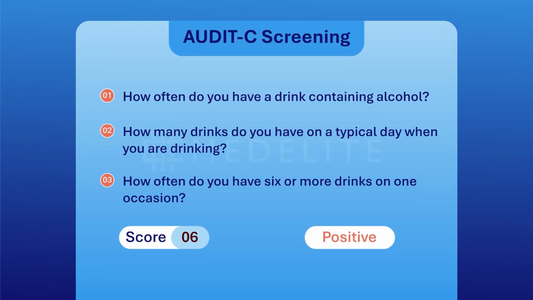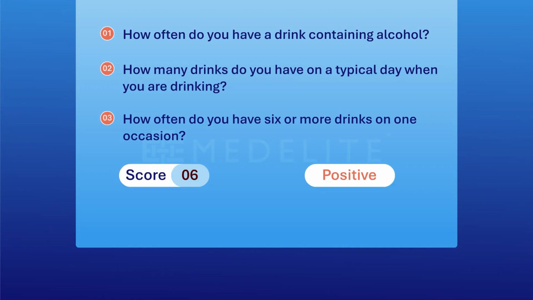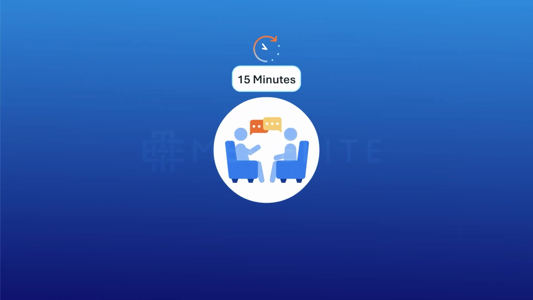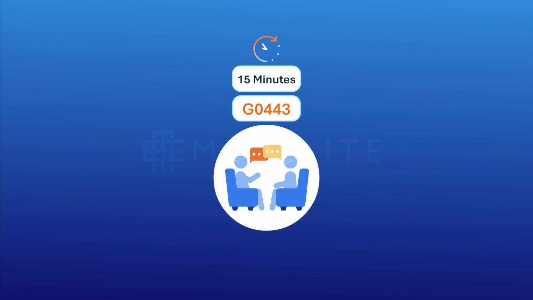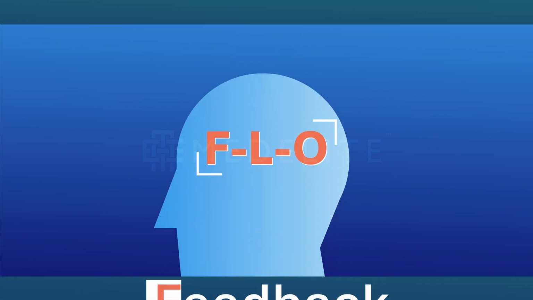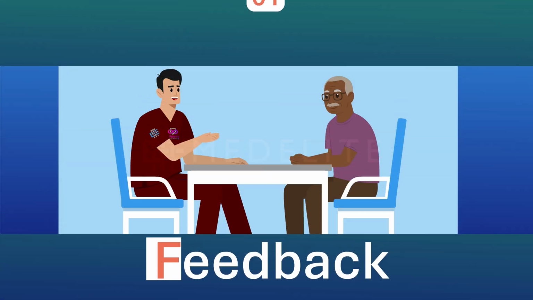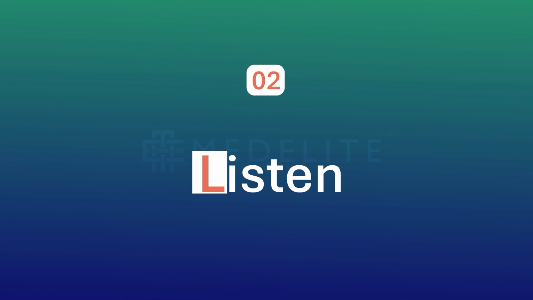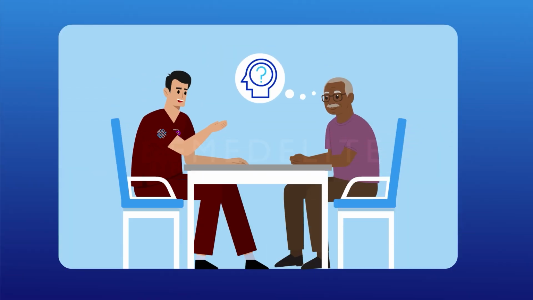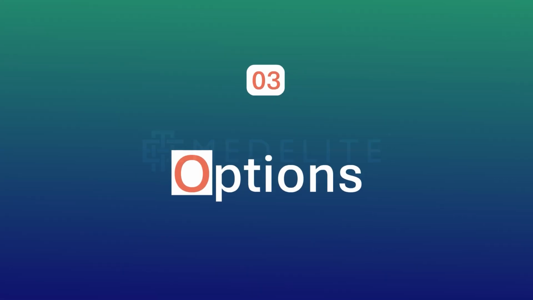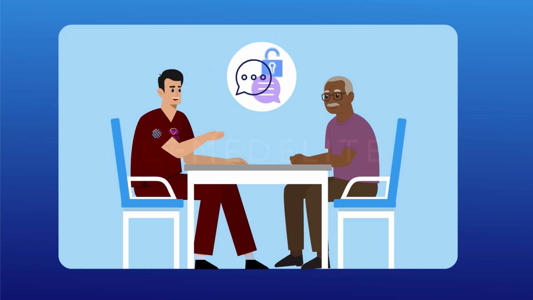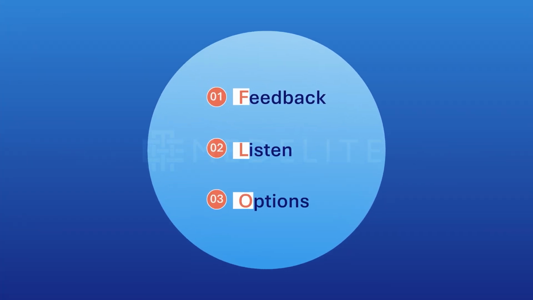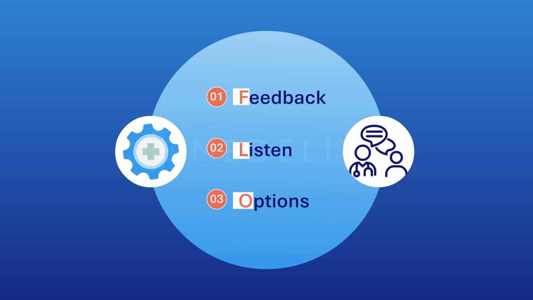If a patient screens positive on the AUDIT-C, you can provide 15 minutes of brief counseling under G0443. An easy, memorable framework is FLO. First, give feedback. Your score is in a range that could pose a risk to your health. Then, listen. Tell me a bit about your thoughts on that. Finally, explore options. Would you be open to talking about some strategies for cutting back? This simple structure can guide a productive, patient-centered conversation.